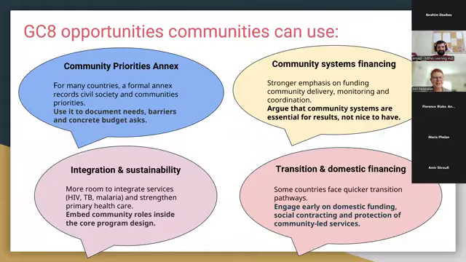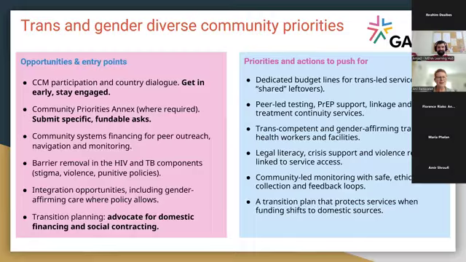Thanks. Next slide, please. I'm not going to go through the next slides in a lot of detail because you all can have a look at the Joint Communities Guide, where this is all set out in a lot more detail. Just going to go through the community priorities that are captured in the guide by the global key population networks.